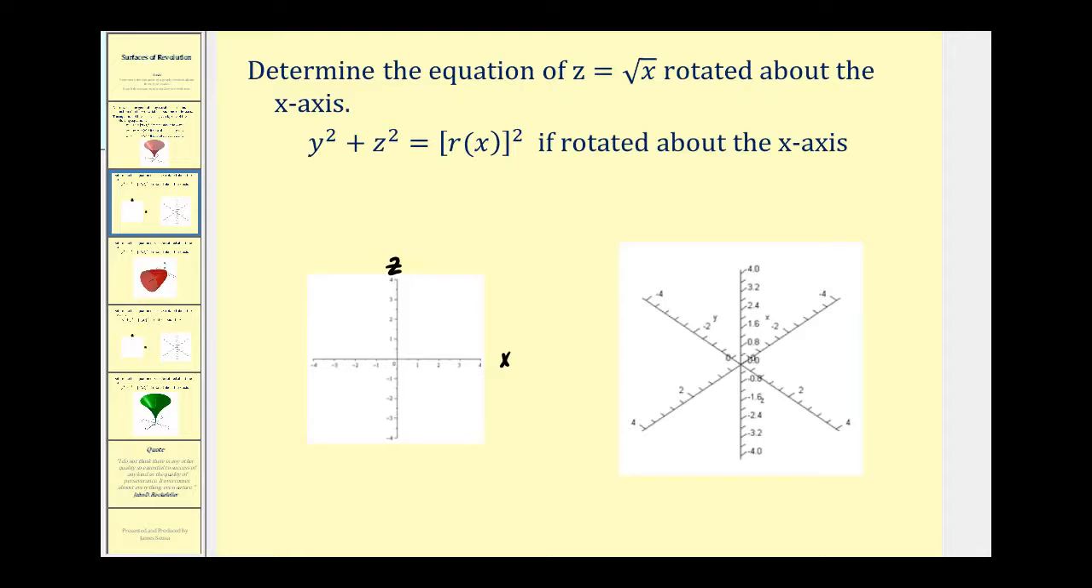Here we want to determine the equation of z equals the square root of x rotated about the x-axis. Since we know it's rotated about the x-axis, we're going to be dealing with the equation y squared plus z squared equals r of x squared. Let's first graph this function in the xz plane. So when x is 0, z would be 0. When x is 1, z would be 1. When x is 4, z would be 2.